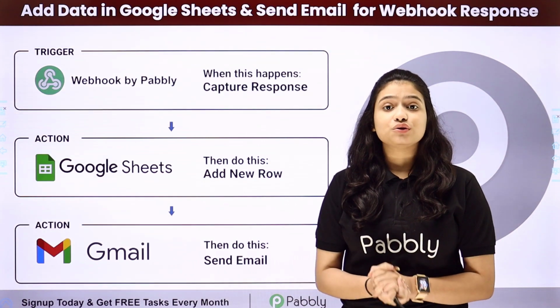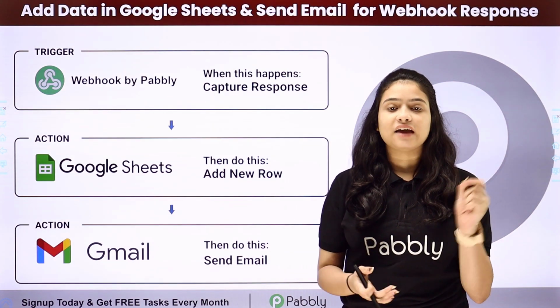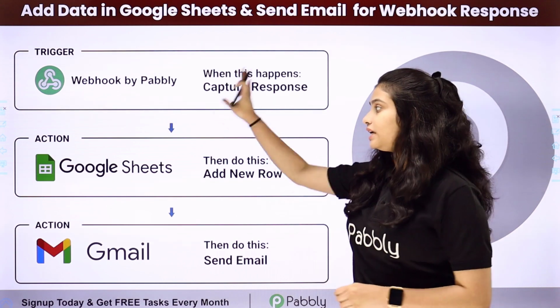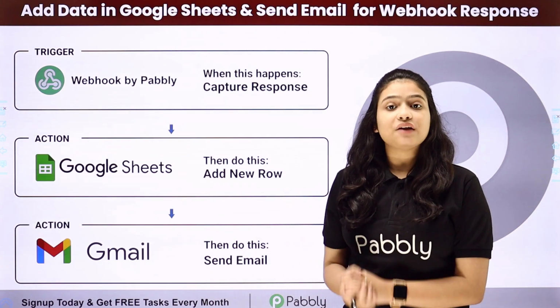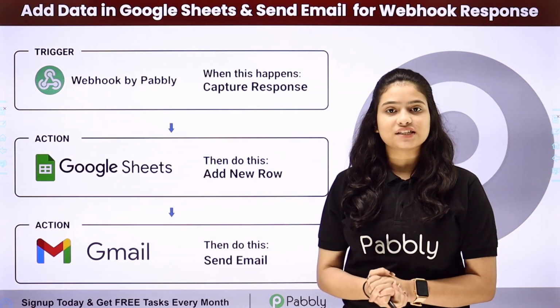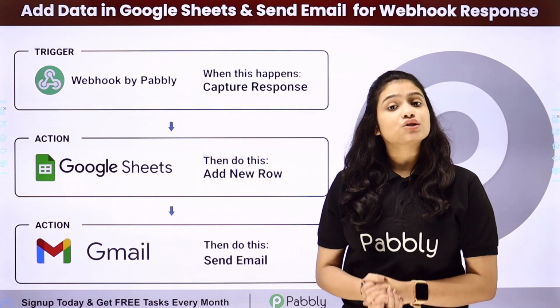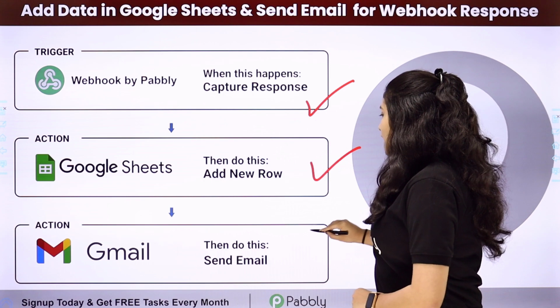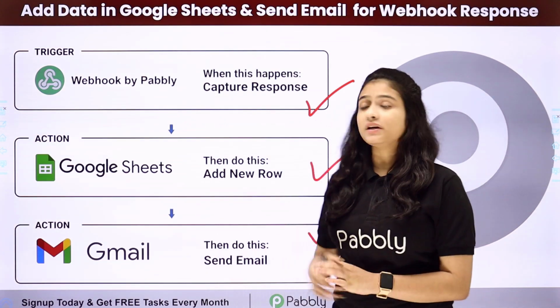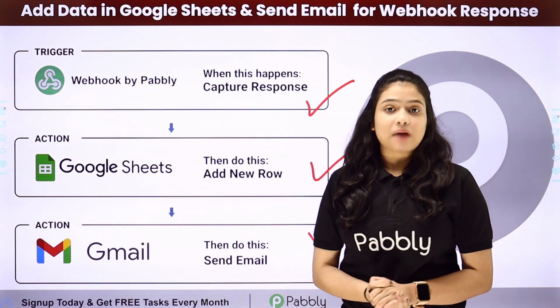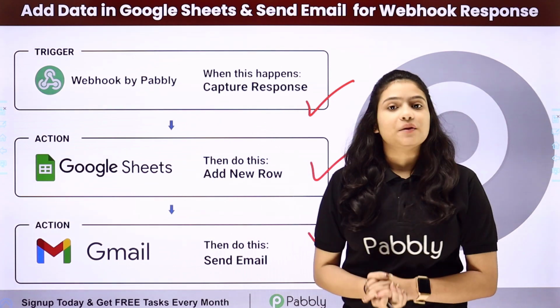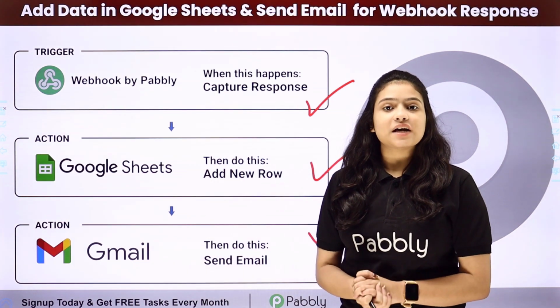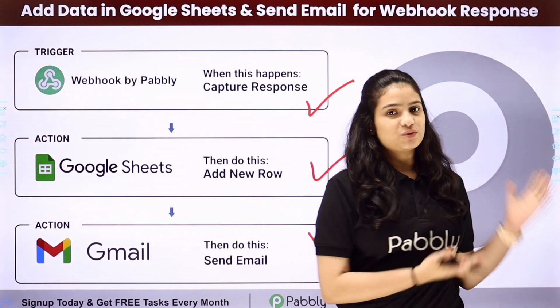So how are we going to do this process effortlessly and automatically? For that, we will have to integrate all these applications. And to do so, we are going to use an automation and integration software, Pabbly Connect. So what we are going to do is, we have Webhook by Pabbly in our trigger and Google Sheets and Gmail in our action. So we will be connecting all of them by using Pabbly Connect to automate the entire process. And in order to learn the entire process step by step, let me take you all to my screen.